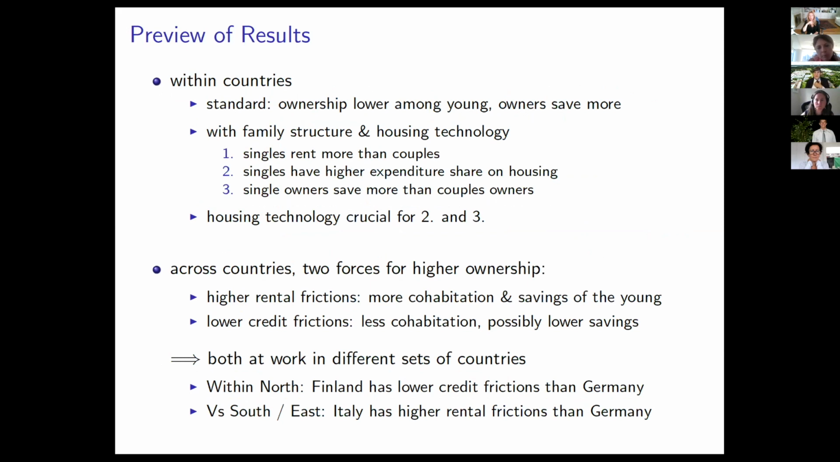Now, our theory of housing production in the family allows us to explain why singles rent more than couples. Couples spend less on land and structures because they can share that input. And so for them, the per capita down payment requirement for a house is lower, and they're more likely to choose to own.